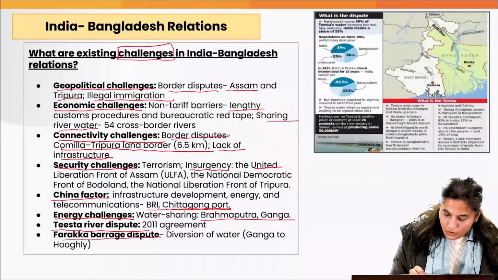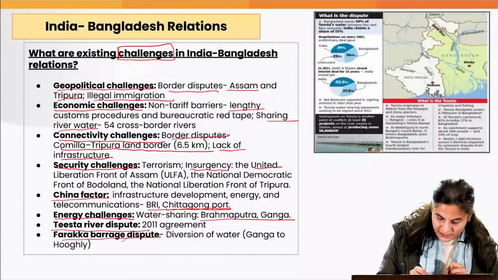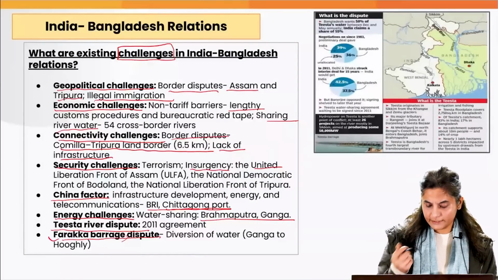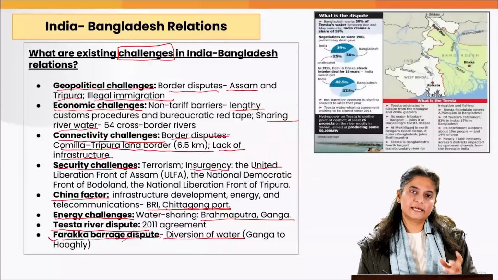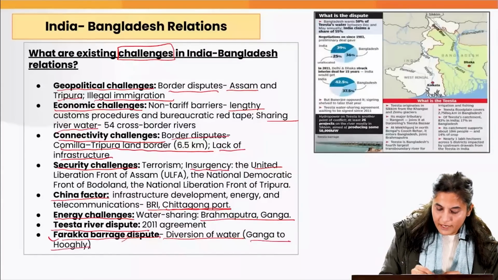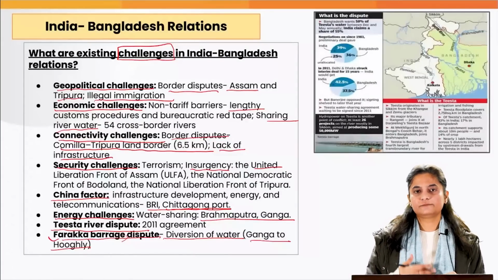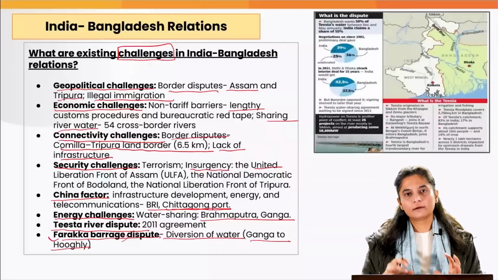Then there is an ongoing issue of the Farakka barrage dispute. There is the Farakka barrage on the Ganga River, where water is diverted at the point where the Ganga goes to Hooghly. But again, this has been disputed time and again by the Bangladesh government. It has been raising the issue, but this has still not come to a conclusion.